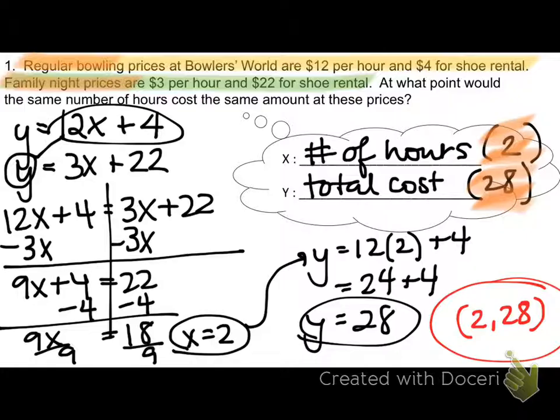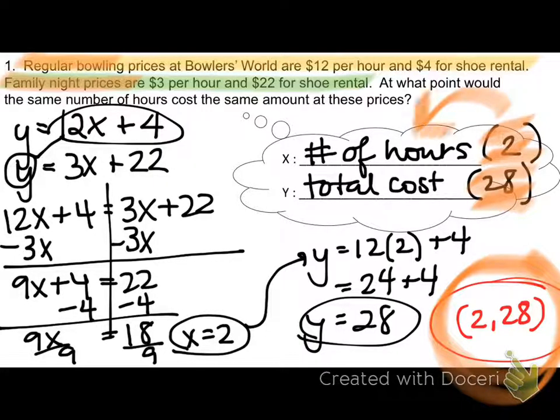You'll notice on your paper, there's a line at the very bottom. I would like you to write this answer in a complete sentence. The reason why is because this answer goes to a word problem. So I always want you to know what that answer represents. Just a reminder, what it means is that no matter what prices, 2 hours would cost $28. Go ahead and pause and write your sentence, and then we'll continue.